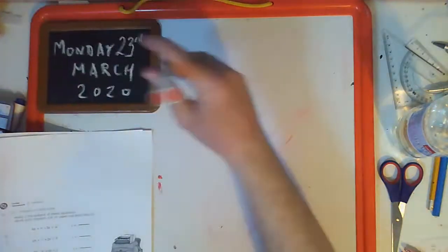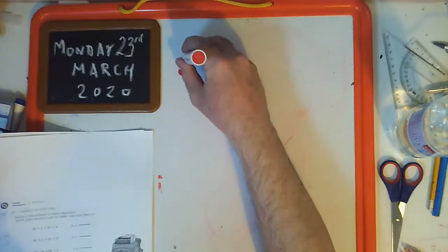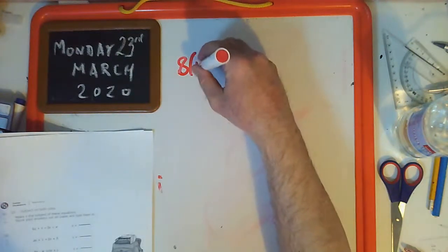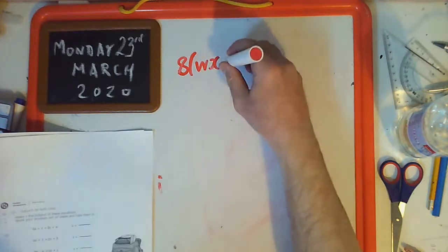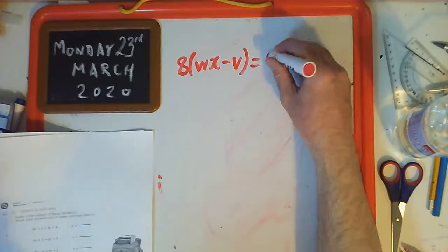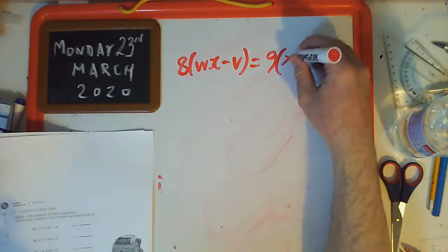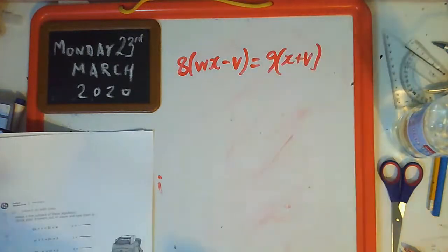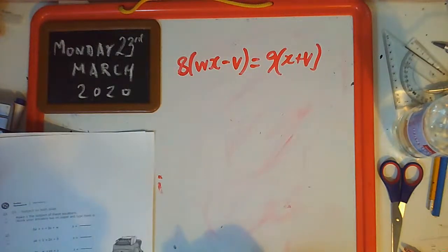Okay, now the last one of this block is really horrible looking with loads of brackets. So it says 8 brackets wx minus v equals 9 brackets x plus v, and we've got to try and rearrange that into x equals something with all the other letters.